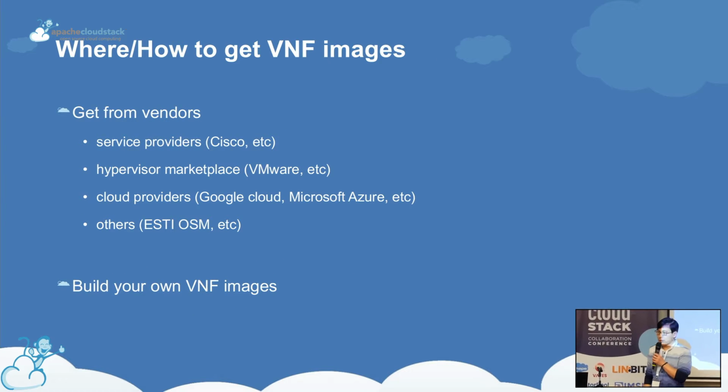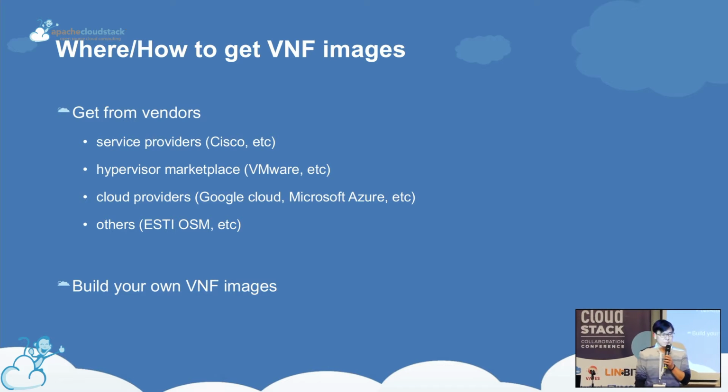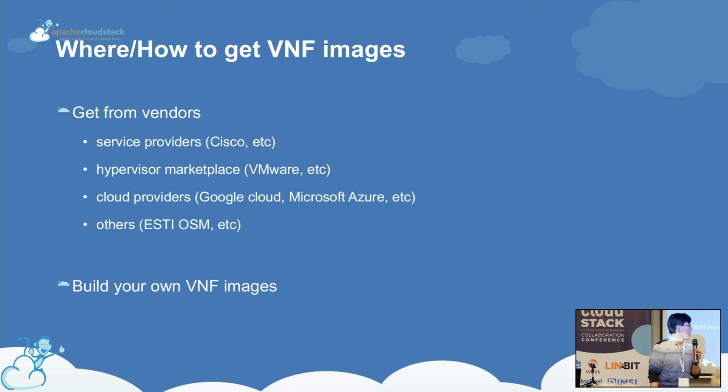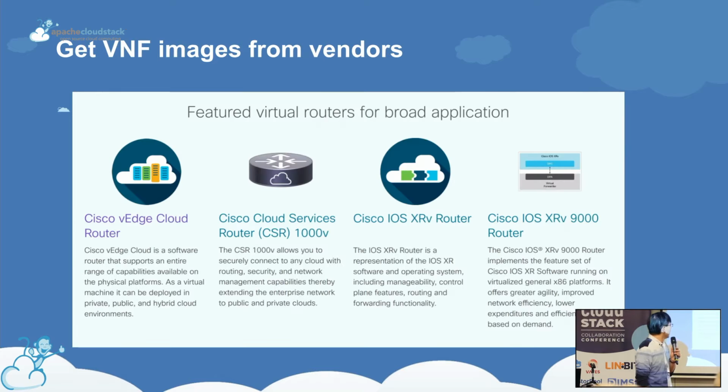So where or how to get the VNF images? There are two ways. The first one, we can get the VNF images from vendors, including some service providers, some cloud providers, or hypervisor marketplaces, or some other sources. Alternatively, we can build our own VNF images. These are the virtual routers from Cisco. So you can get them from the website.